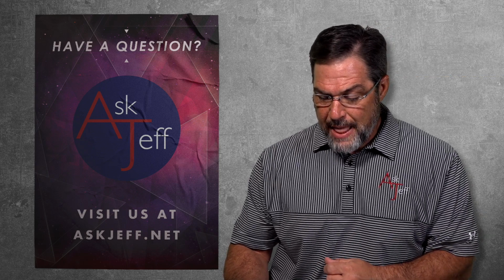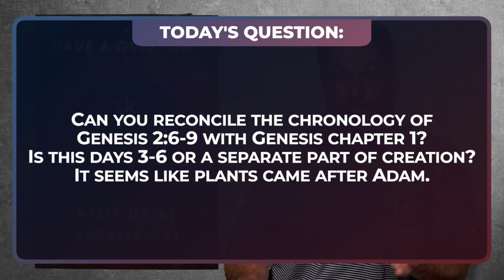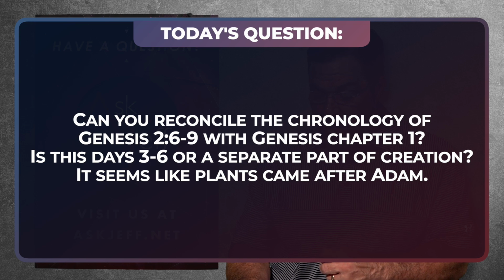Here's today's question. Can you reconcile the chronology of Genesis chapter 2 verses 6 through 9 with Genesis chapter 1? Is this days 3 through 6 or a separate part of creation? It seems like plants came after Adam.